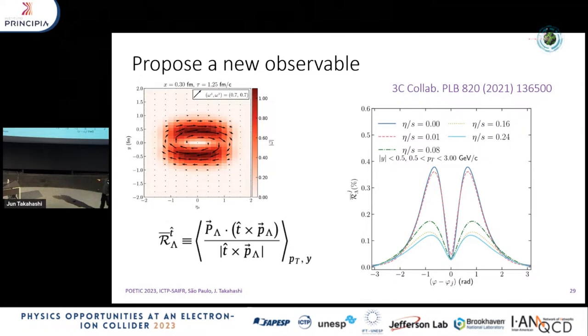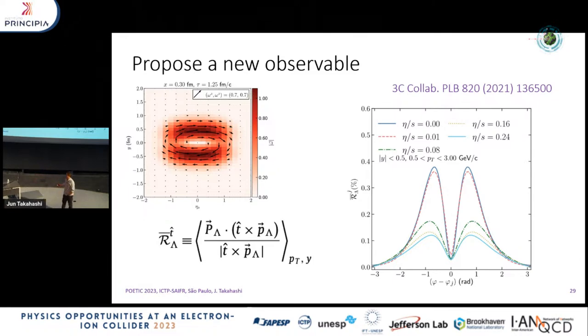and we propose a new observable called the ring observable. You basically integrate over this ring, so you get the best out of this, right? So you use the jet direction as a reference, and then you integrate over this ring, and this is what you get. You see the two rings, the upper part and the lower part here, as a function of this azimuthal angle here. Okay, so this is a new observable that we propose for the experiment to see if vortex rings are being formed by the jets that are thermalized in the medium.